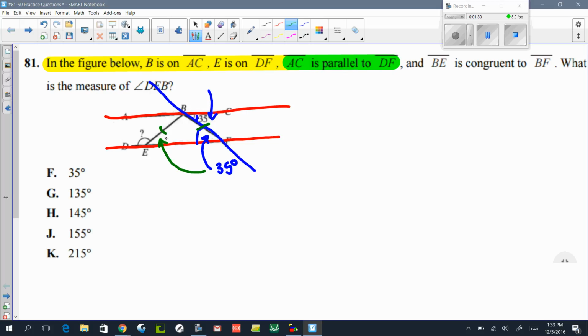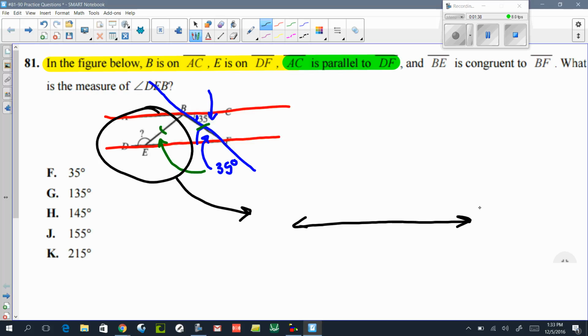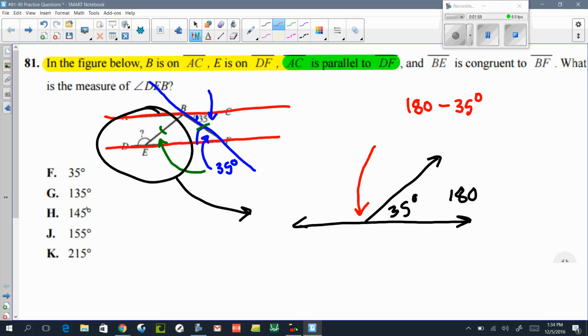So basically, if I was just going to take this part of the diagram and draw it separately, I have a straight line that's 180 degrees, and a piece of it broken off right here that's 35 degrees. Therefore, to find this side, which is what we're asked to find, we're just going to take 180 and subtract the 35 degree angle we found, and we end up with H, 145 degrees.